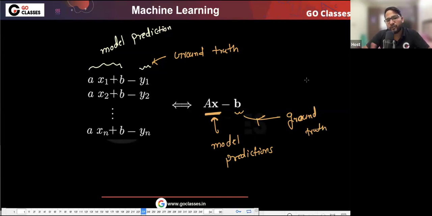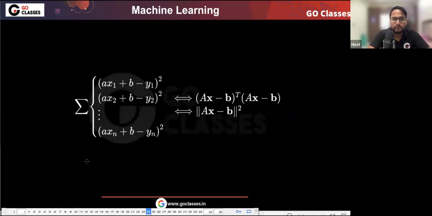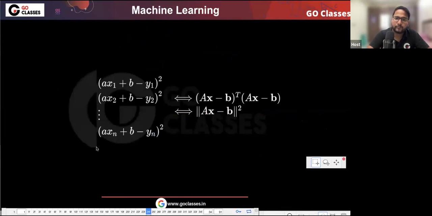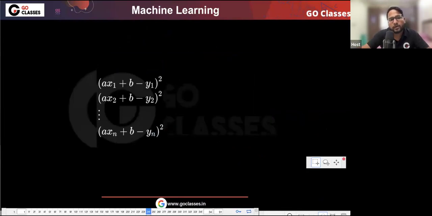Now we want the difference to be very small, right? We actually want something like this. See here, this is our model prediction. This is our ground truth. We want to sum all of this, right? Sum all of these errors.